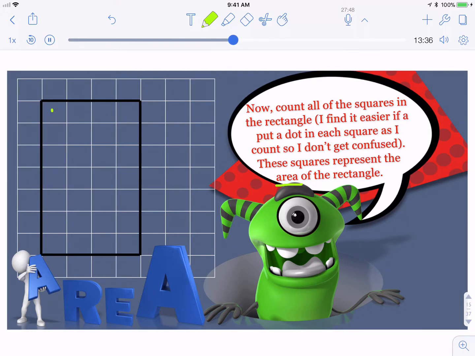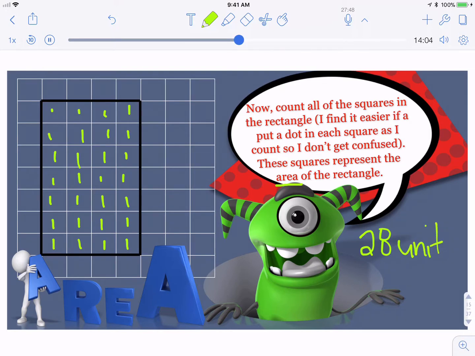1, 2, 3, 4, 5, 6, 7, 8, 9, 10, 11, 12, 13, 14, 15, 16, 17, 18, 19, 20, 21, 22, 23, 24, 25, 26, 27, 28. So the area of this rectangle is 28 square units.